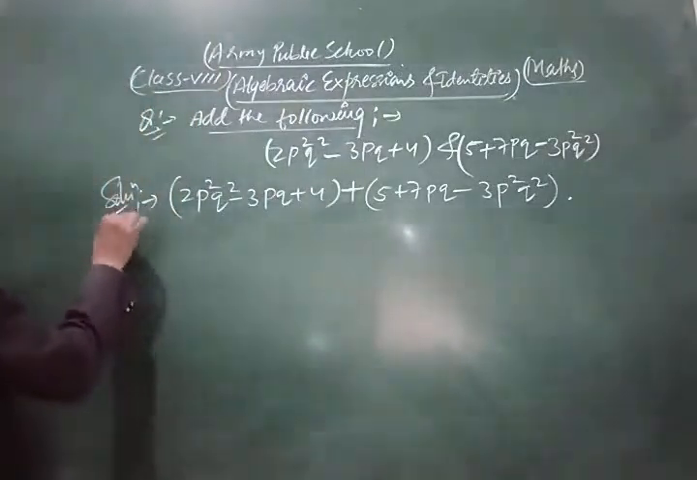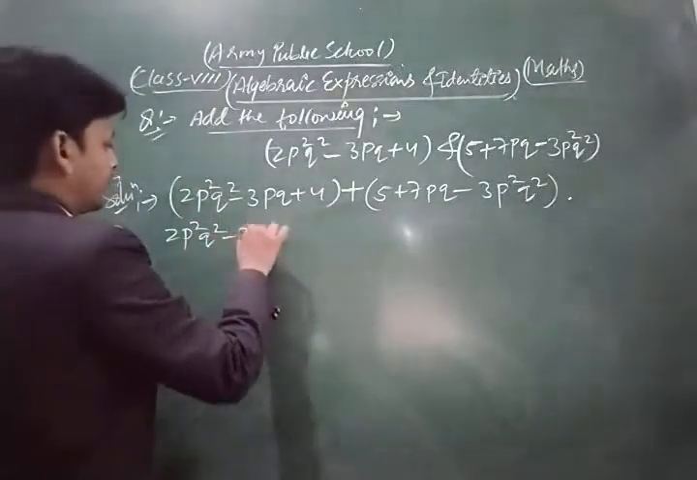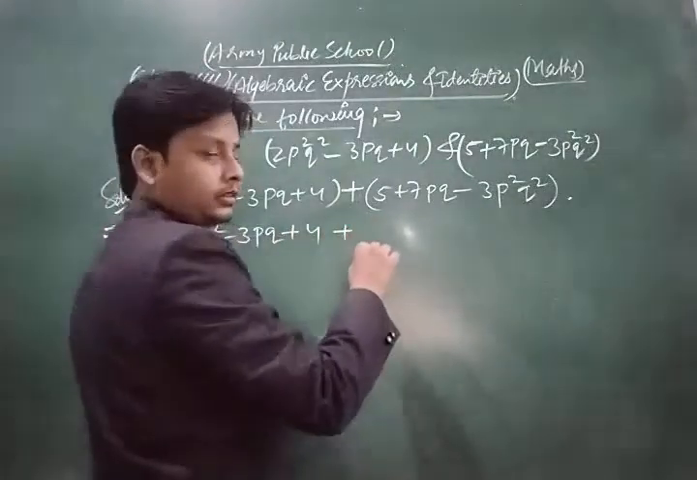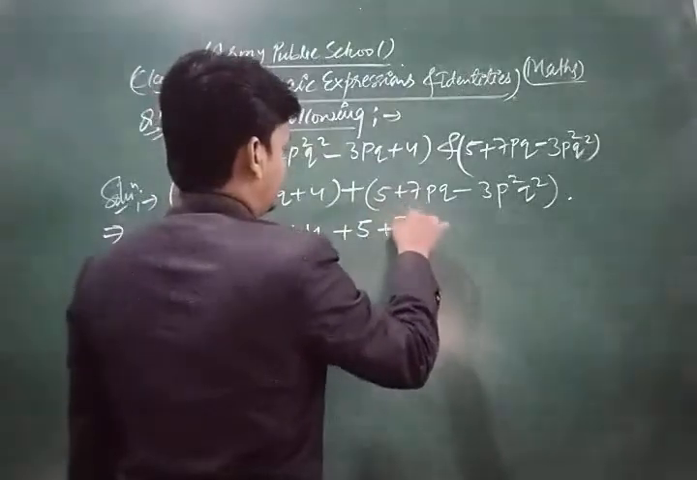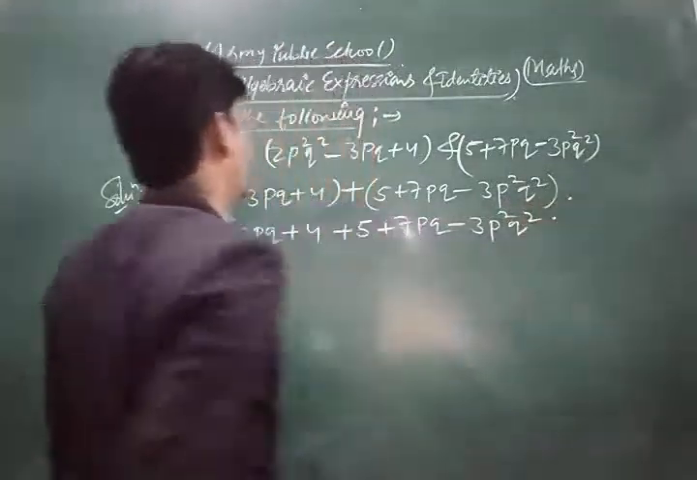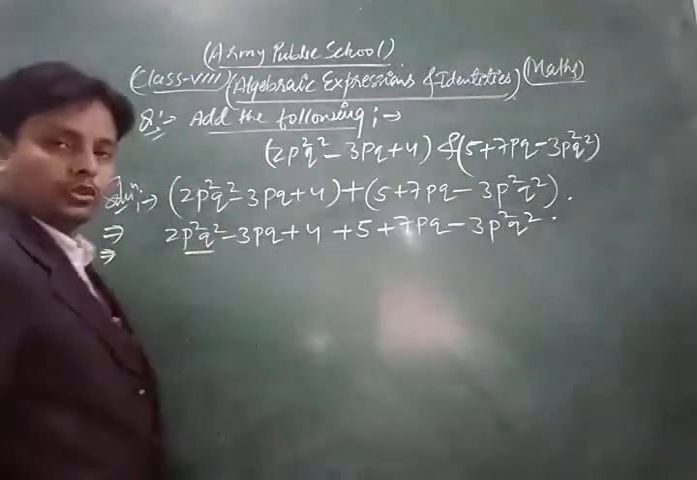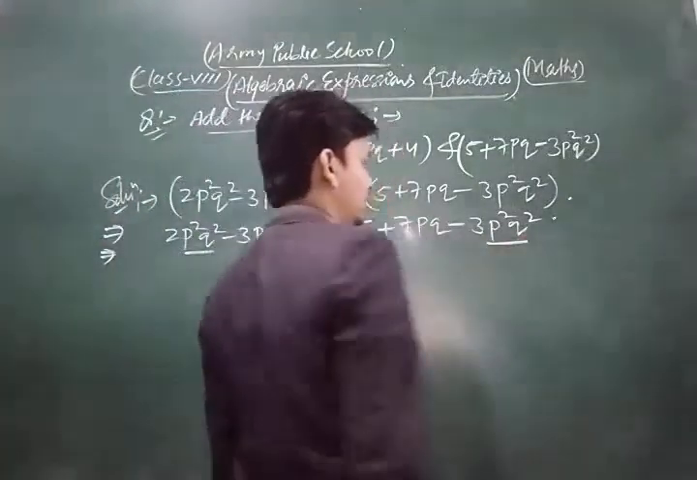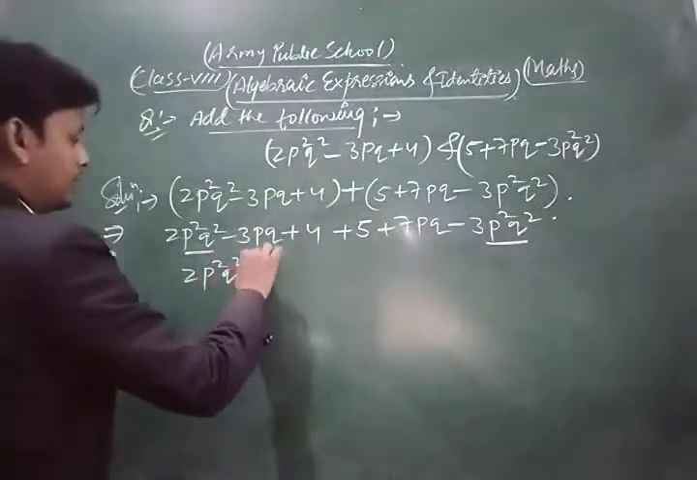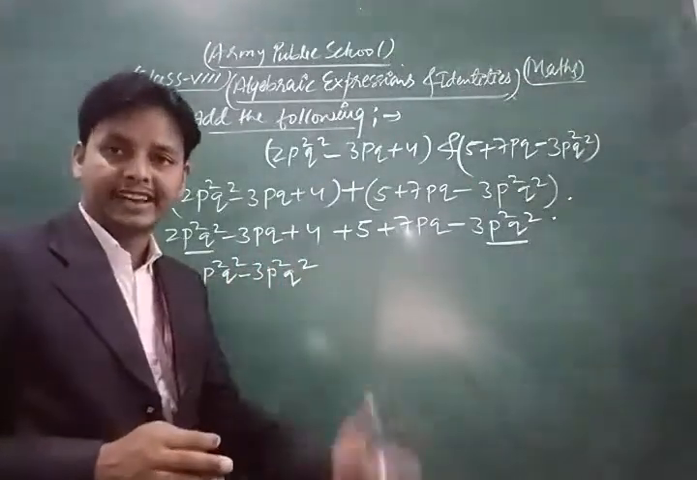Let's see. So now we can write 2p square q square minus 3pq plus 4. Now we break the bracket, plus 5 plus 7pq plus minus 3p square q square. Now first of all we collect the like terms. Look, p square q square is here and p square q square is there. So we take them together, 2p square q square minus 3p square q square, because these are the like terms.